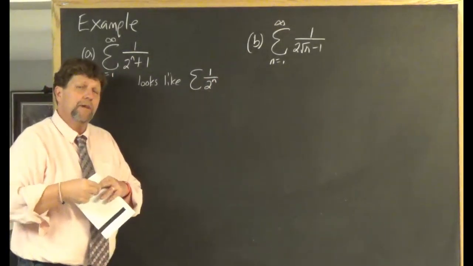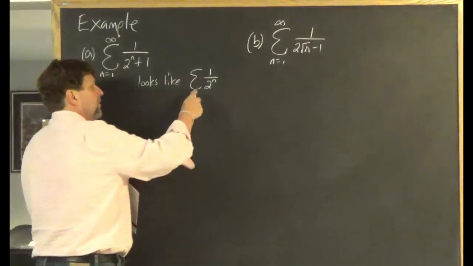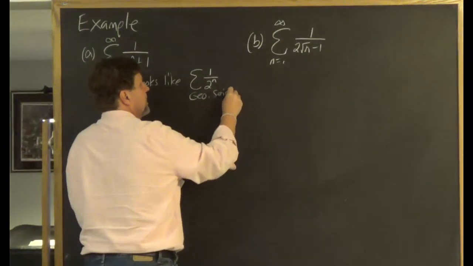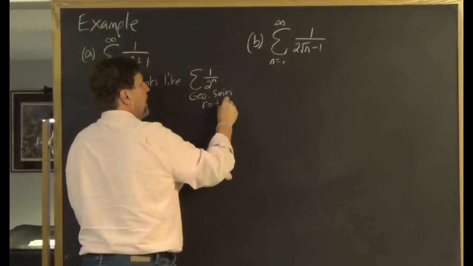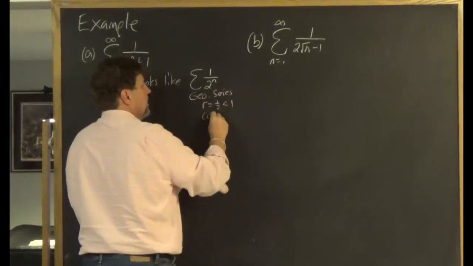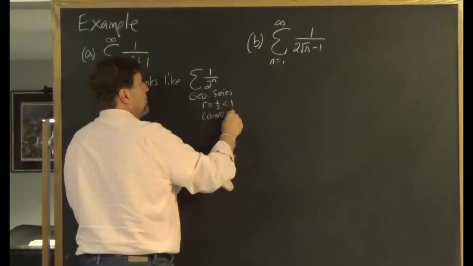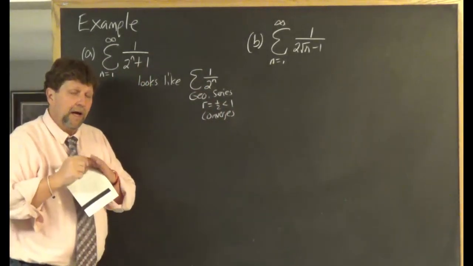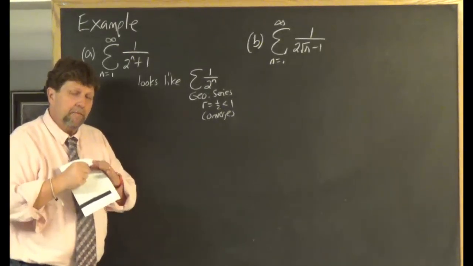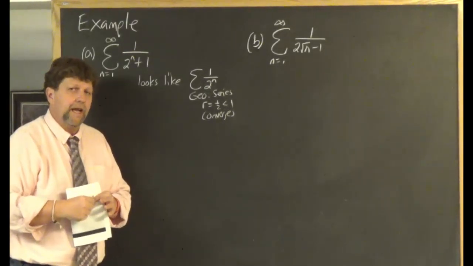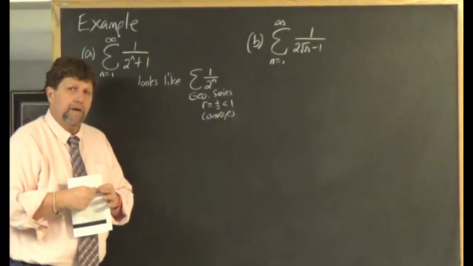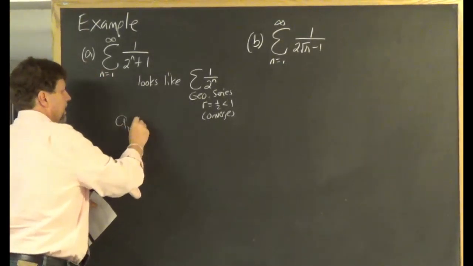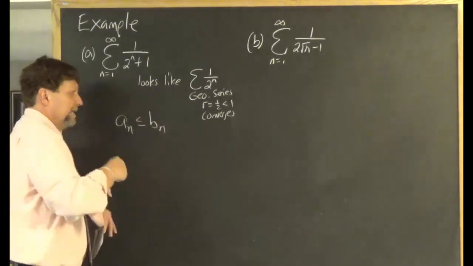And we know that it's a geometric series, 1 over 2 to the n. R equals 1/2, which is less than 1. So we know this geometric series converges. So here's what I need to do. I will every single time write down that important preamble of the direct comparison test, that preamble which says a sub n is less than or equal to b sub n.